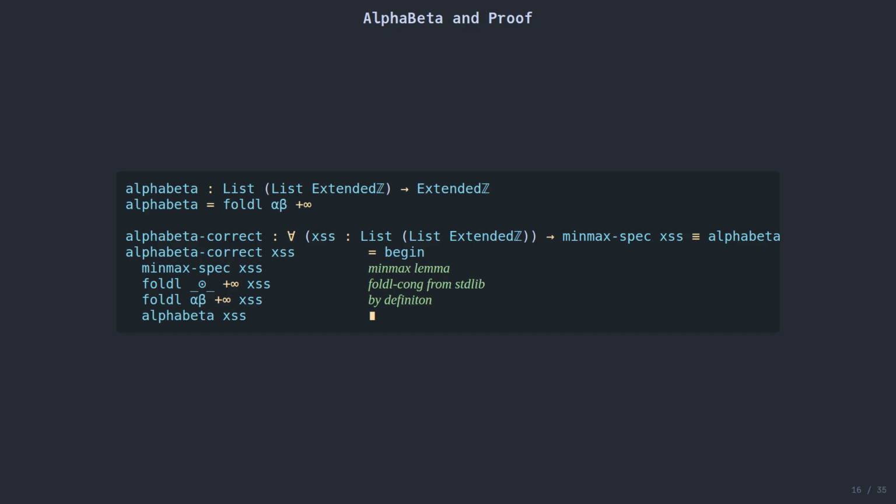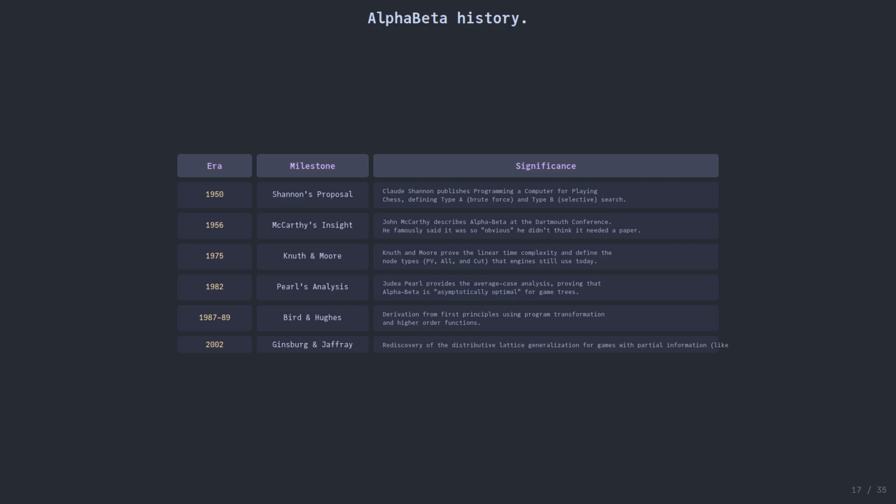The literature around alpha-beta is filled with giants of computer science, and understanding the algorithm will illuminate why Bird's derivation is so elegant. Here are a few highlights from the history of the alpha-beta algorithm. It appears that the idea was reinvented several times. Claude Shannon, in his 1950 paper on programming a computer to play chess, described a form of selective search. John McCarthy mentioned a similar idea at the Dartmouth Conference in 1956, calling it an approximation. Then in 1975, Knuth and Moore presented a paper on the analysis of the algorithm. The terminology they introduced is still used today.